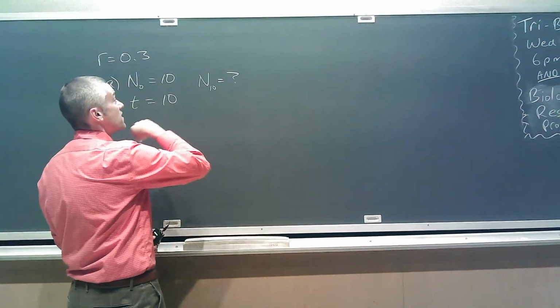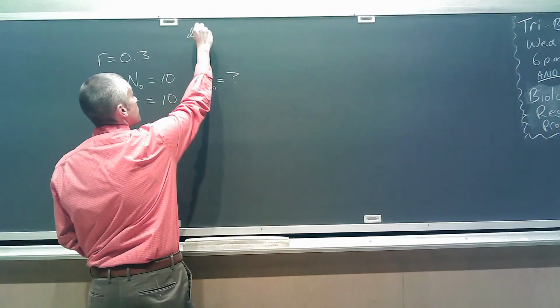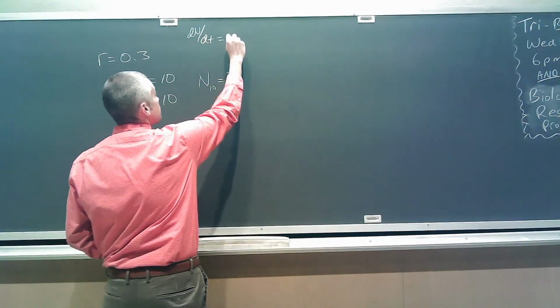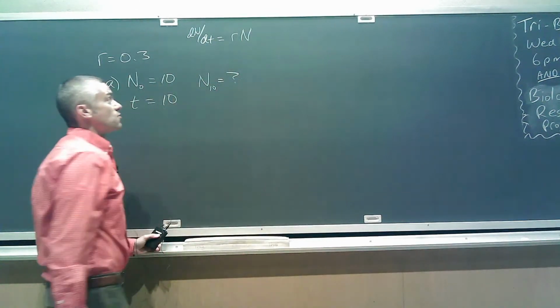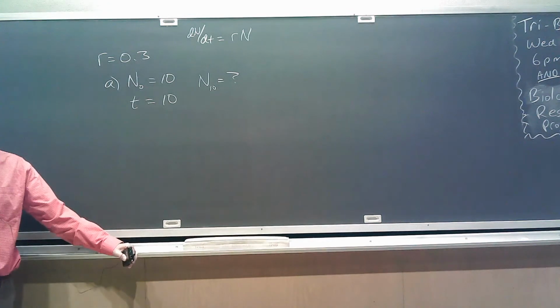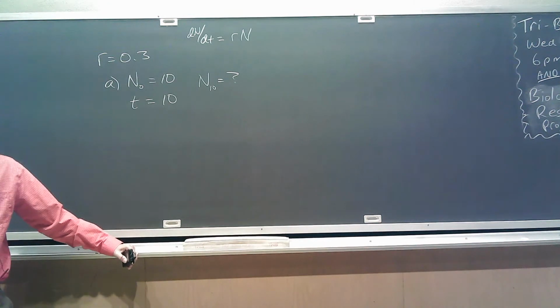So our equations, we have two to choose from. We have that equation, dn over dt equals r times n. Are we going to use this one?